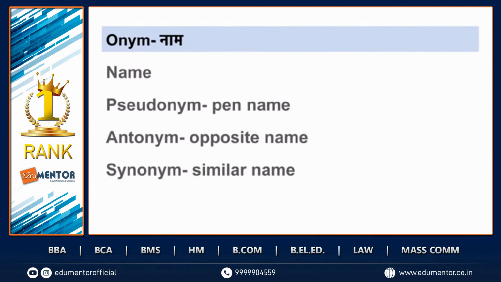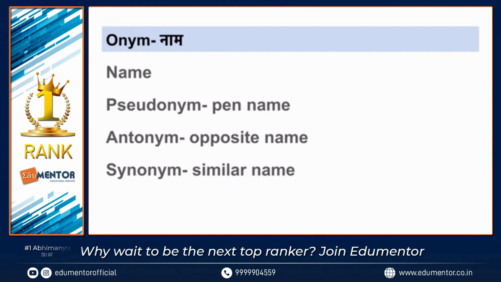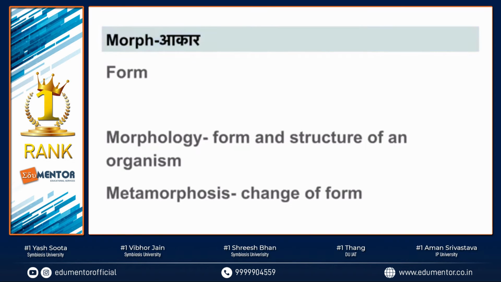Antonym is an opposite name. Synonym is a similar word, a similar name, right? So antonyms are opposite names. In Hindi, we can call it Vilom Shabd. Synonyms, Prayavachi Shabd, right? So this is what you need to remember, that the onym root word means name.